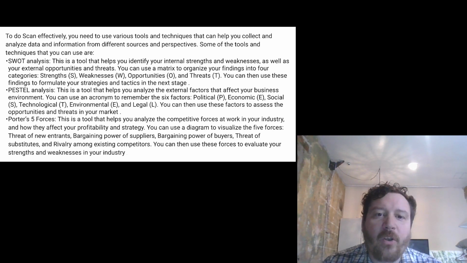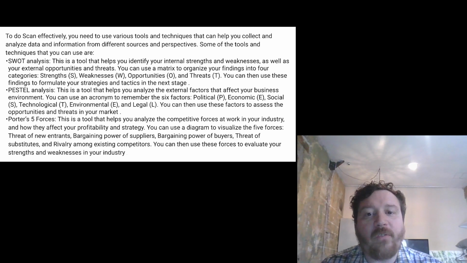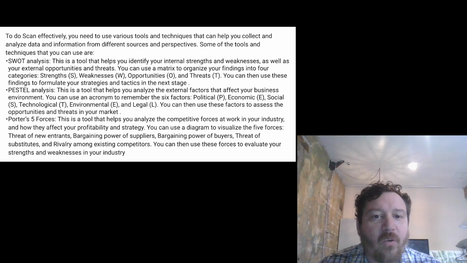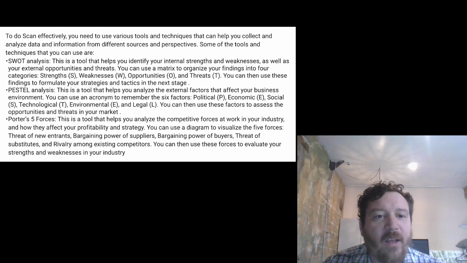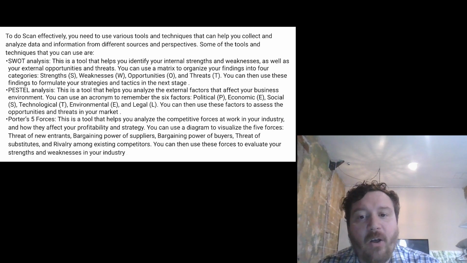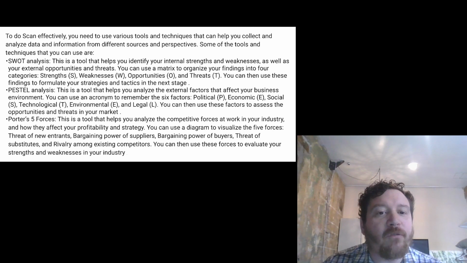Scan is the stage where you analyze the current situation of your business, identify the problems and opportunities, and gather relevant data and information. This stage is crucial because it helps you to understand your strengths, weaknesses, threats, and opportunities in the market. It also helps you set the baseline for your future performance and improvement.